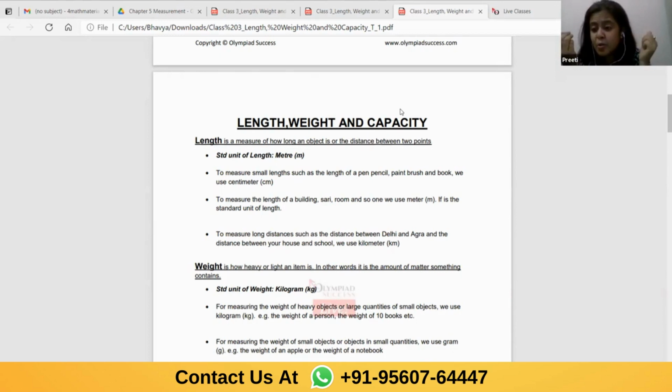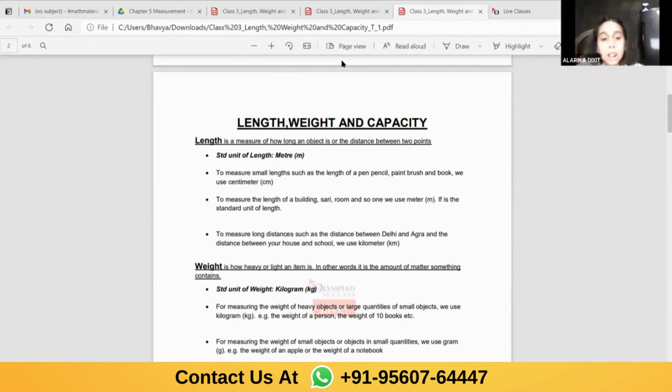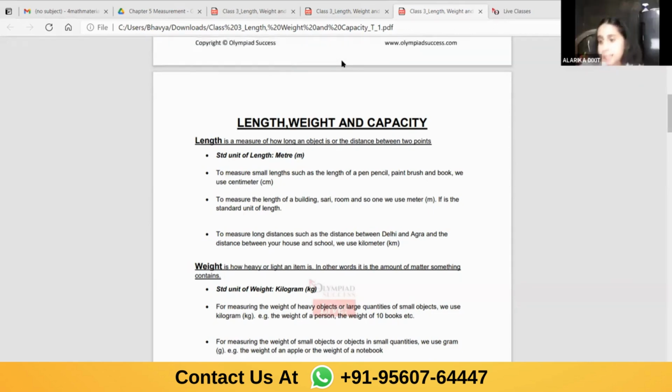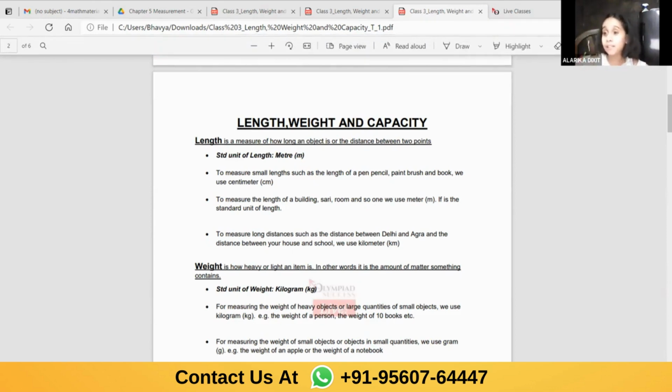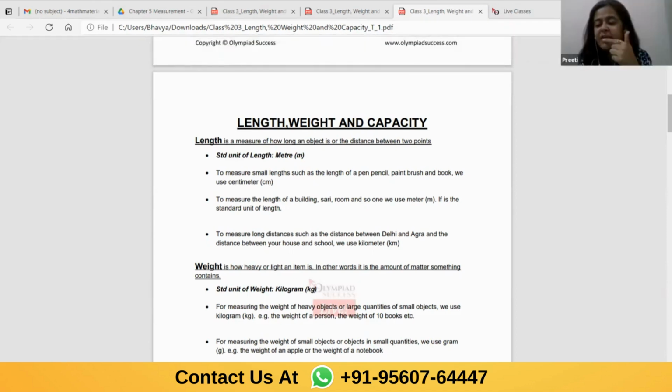When I do conversions with you, I will tell you the relation between these units and how we can interchange them. Yes, Alarika, what is it? Ma'am, I know how to tell the length or weight of a pencil, but how will we tell the length from Agra to Delhi? We'll not tell. That is distance. For that, we use kilometers.